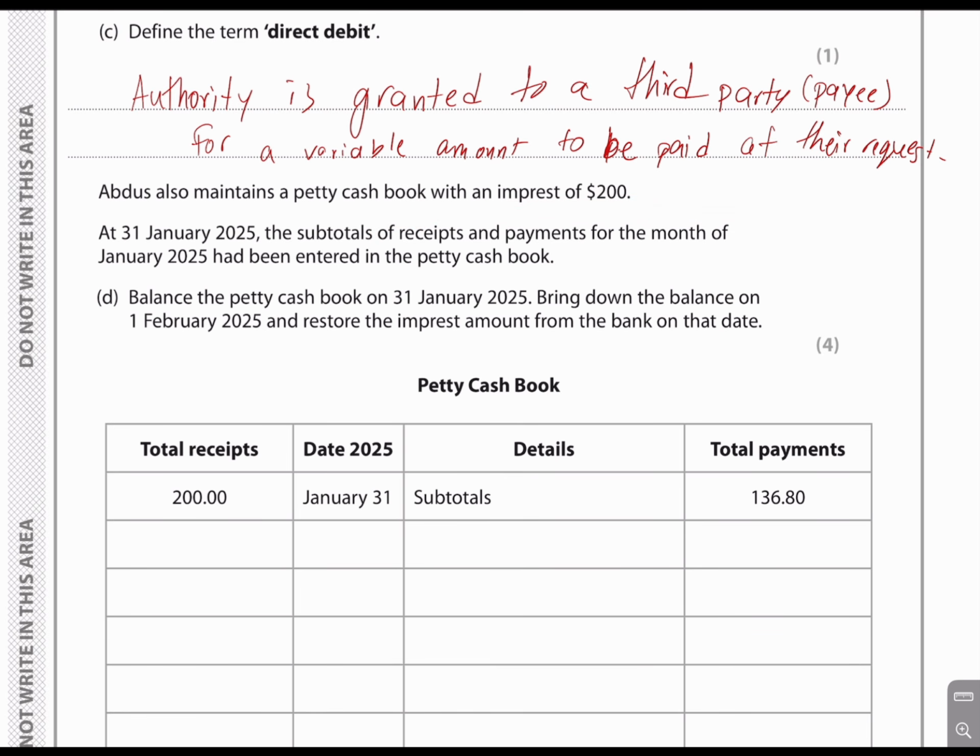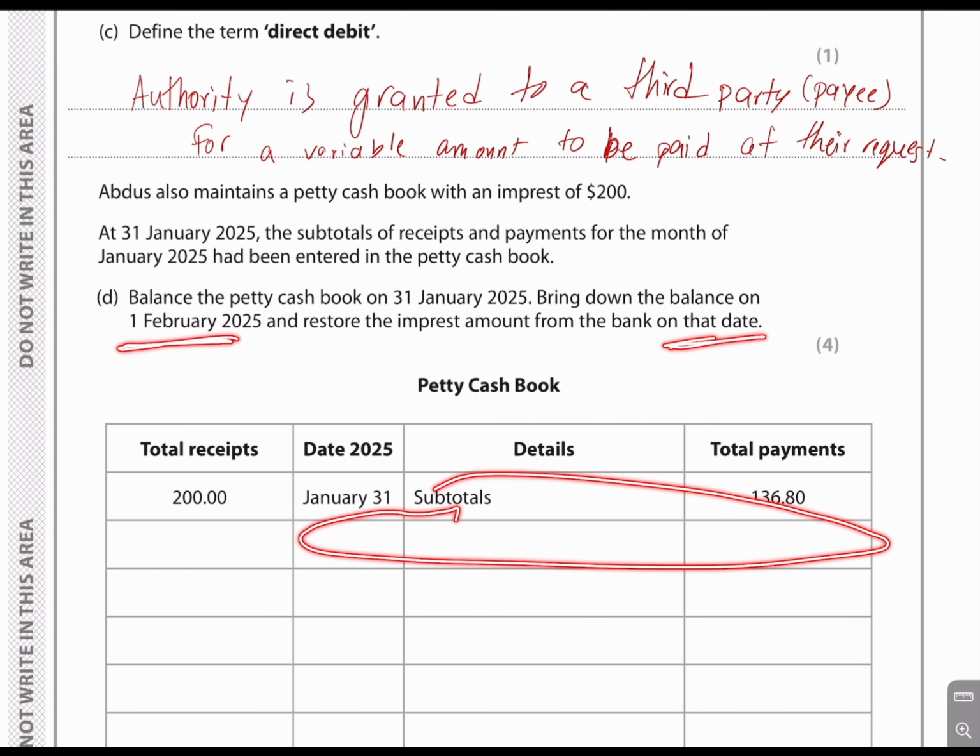Now this is the receipts and this is the payments. Now what's the balance here? Now what do we have to do? Balance the petty cash book on 31st January 2025, bring down the balance on 1 February, and restore the imprest amount from the bank on that date. So we can't restore here, we have to restore it on 1st February.